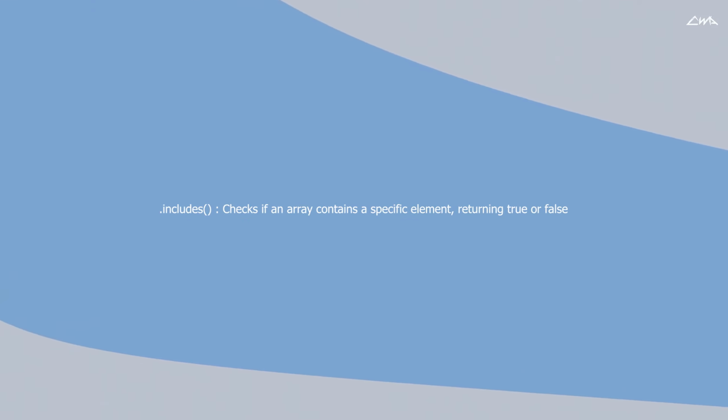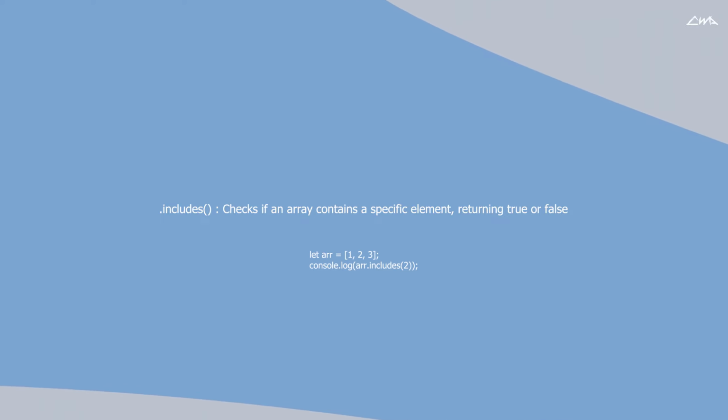Next in the list we have .includes. It checks if an array contains a specific element, returning true or false. For example, let arr equals 1, 2, 3, console.log arr.includes 2. The output will be true because 2 is present in the array arr.